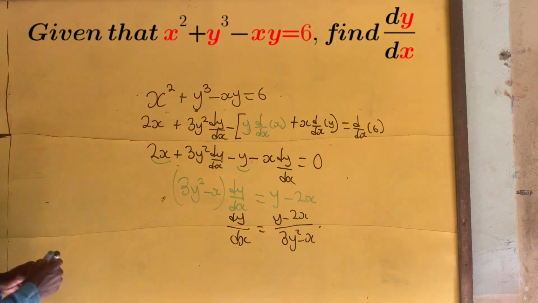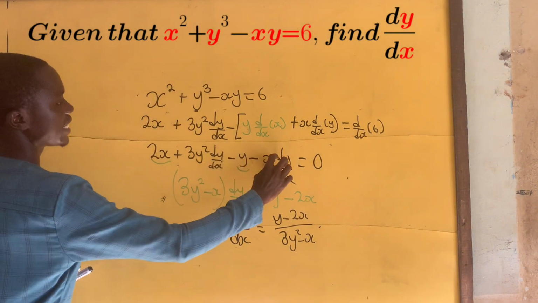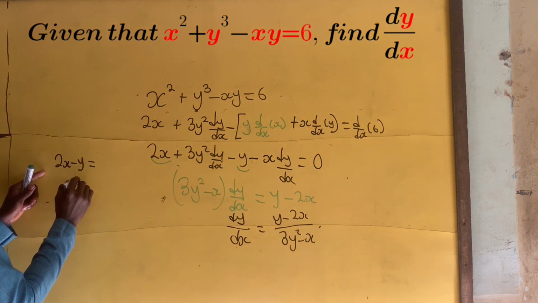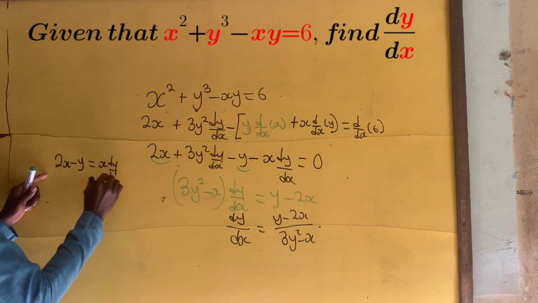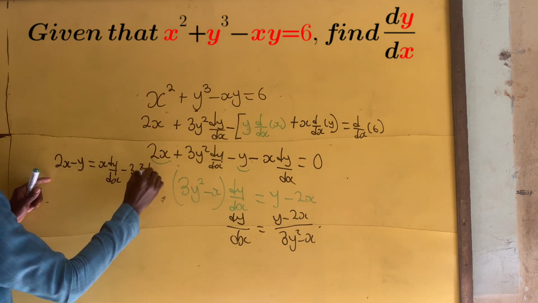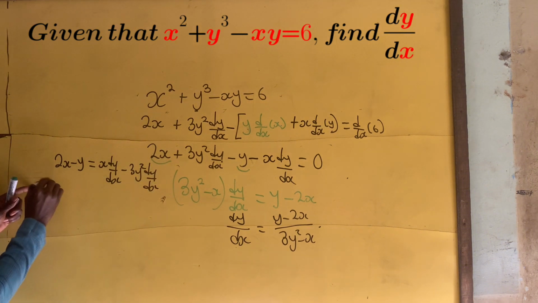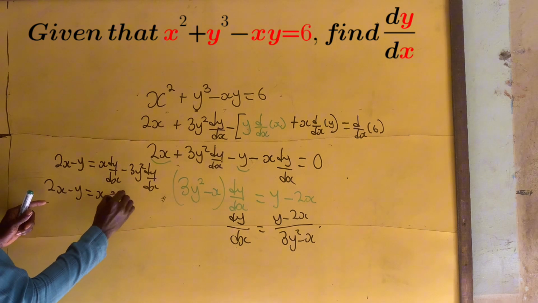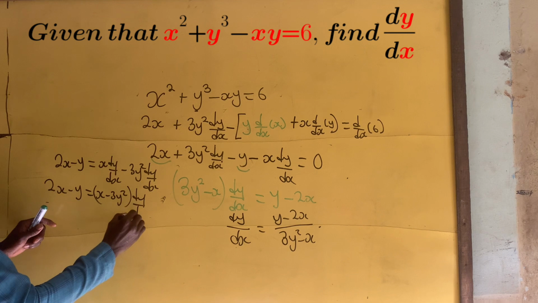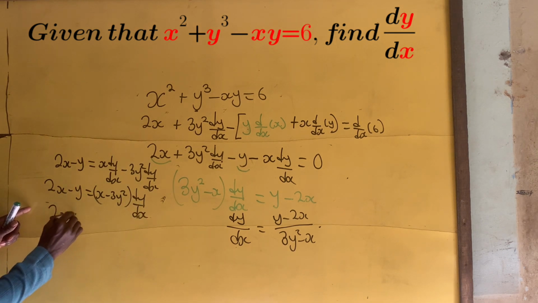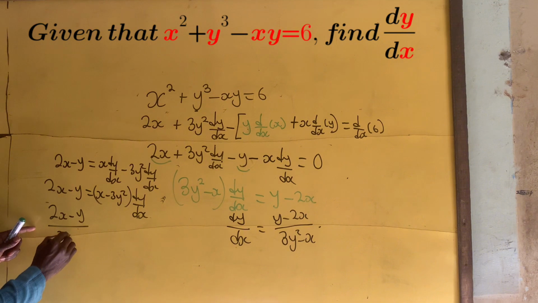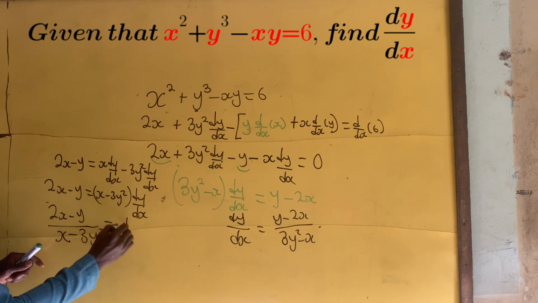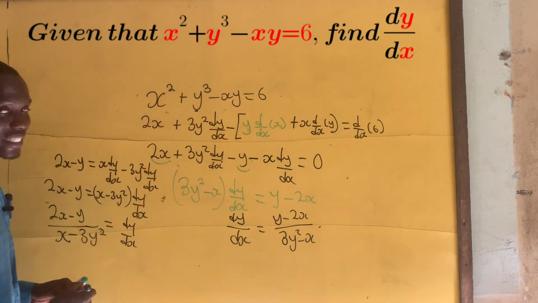Now, the other alternative is to send the dy/dx to this side. So that will give us 2x minus y equals x dy/dx minus 3y squared dy/dx. This gives 2x minus y equals x minus 3y squared, times dy/dx. And this will give me 2x minus y divided by x minus 3y squared equals dy/dx. The answers are the same.